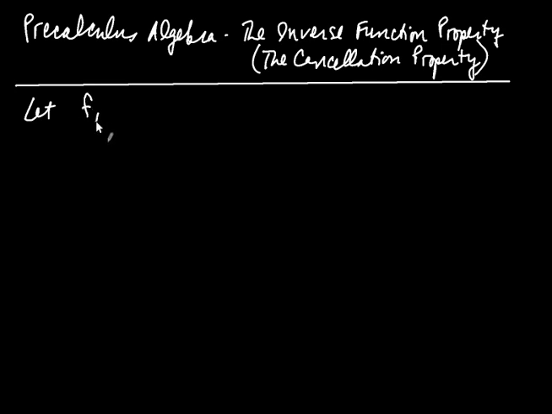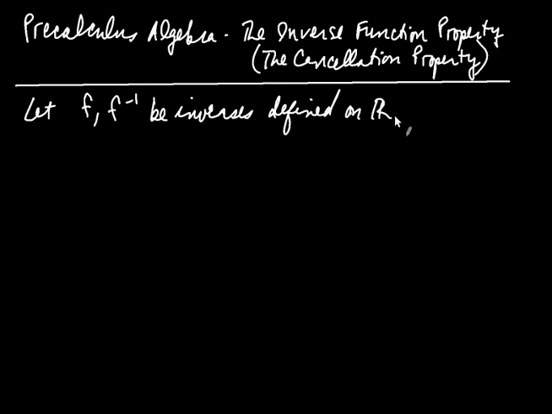So we're going to let two functions, f and f inverse, be inverses defined. So let's say that you've got two functions that are inverses, and they're defined on all real numbers. Okay? And let's say that you have the following situation. Let's say that the function f takes 2 and maps out 5. And what would that imply?